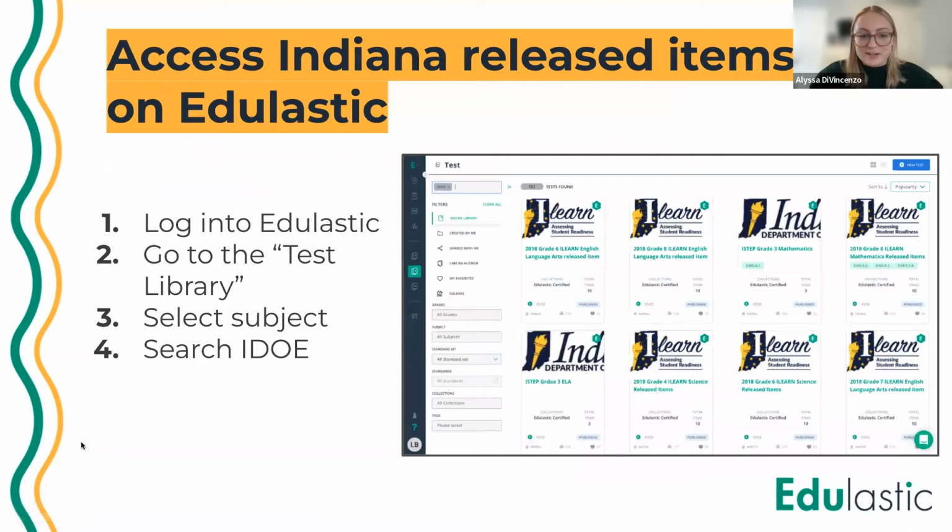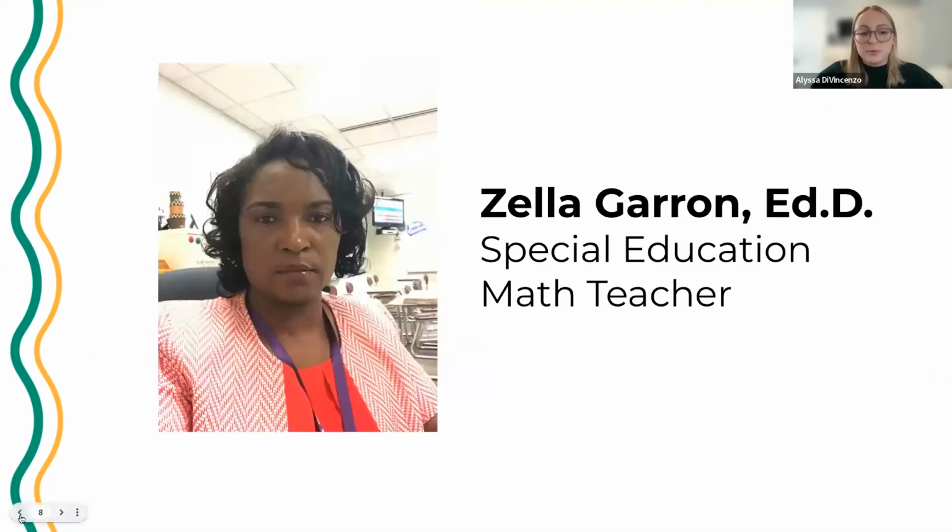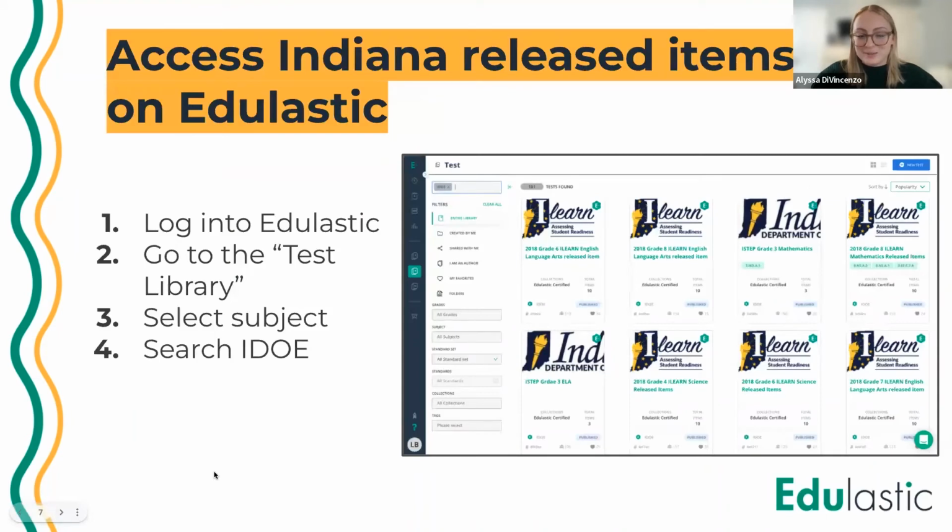Did you know that Edulastic features Indiana released items? You can easily put together items to create an assessment or assign a pre-made assessment. So you would log into your Edulastic account, go to the test library, and in the subject box, type in IDOE. Be sure to clear your filters before you type IDOE for best results. Once you do so, you can preview, assign, or clone and edit these assessments for your students.